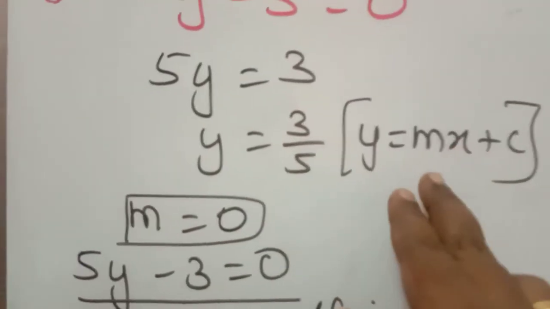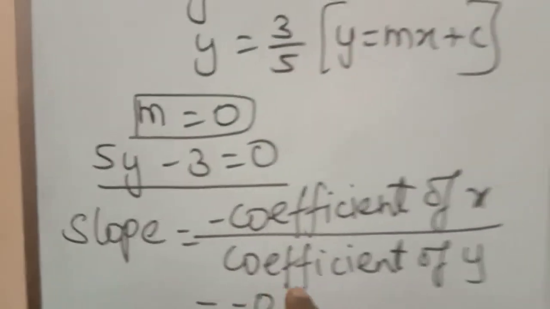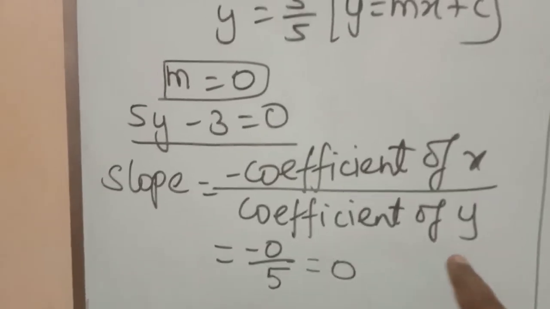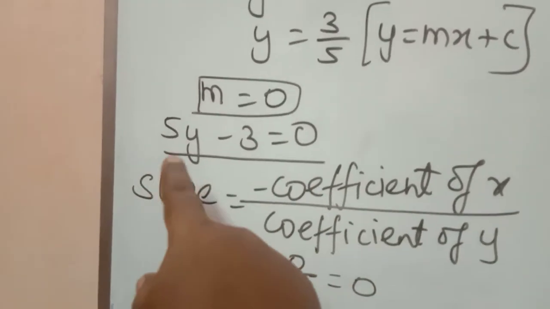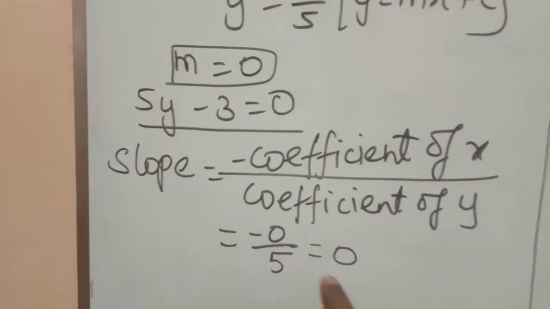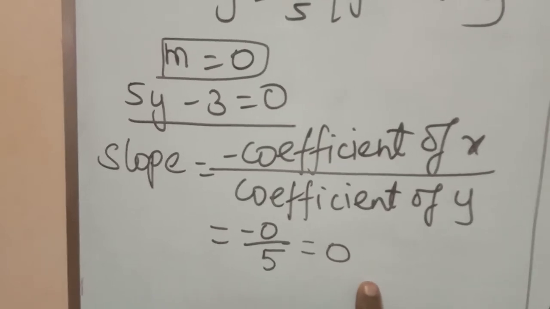We can use this formula. Otherwise, if equation is given, the formula is slope is equal to minus coefficient of x by coefficient of y. So here coefficient of x is not there. So 0 by coefficient of y 5. So 0 by any number is 0. So slope is equal to 0.